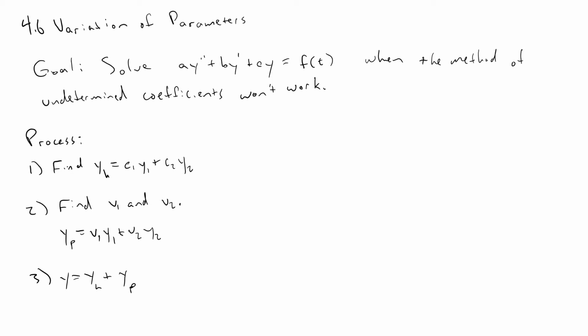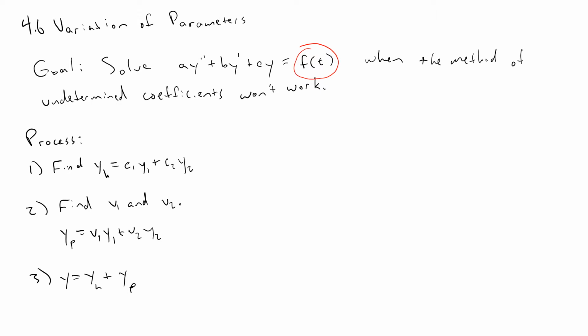Our last lesson this week from section 4.6 tells us how to use the method of variation of parameters to solve non-homogeneous equations, specifically in cases where the method of undetermined coefficients won't work. If you think back to our lesson on undetermined coefficients, the idea was that we had some specific function on the right-hand side that helped us make a guess at what a particular solution might look like.